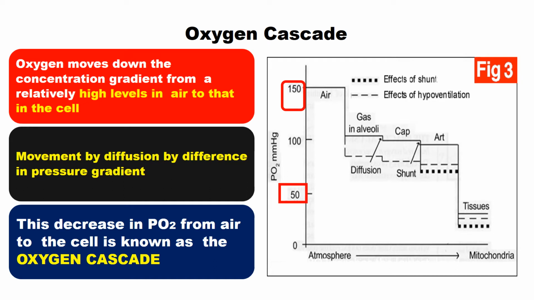This decrease in partial pressure of oxygen from the air to the level of the cell is known as the oxygen cascade. There is unloading of oxygen from the level of air and alveoli down to the level of tissues. So how this transport of oxygen is occurring, we'll be studying this.